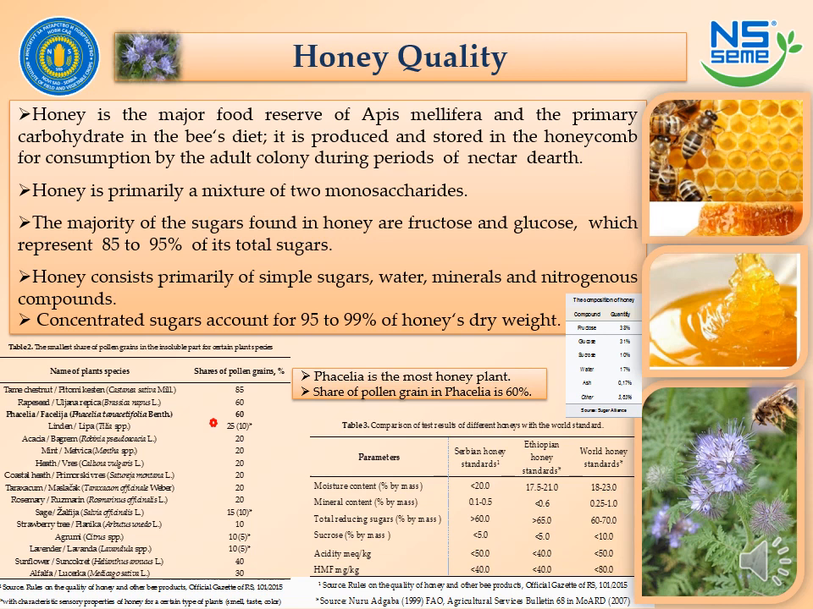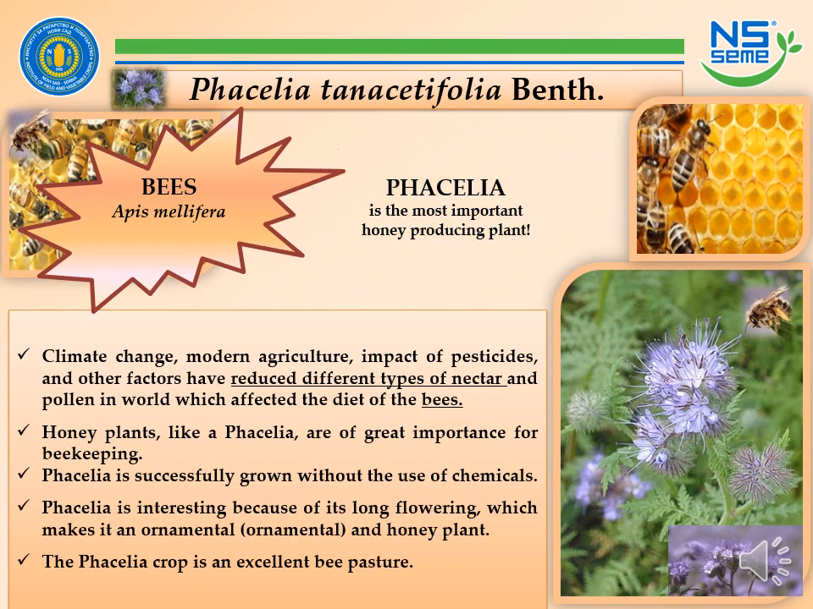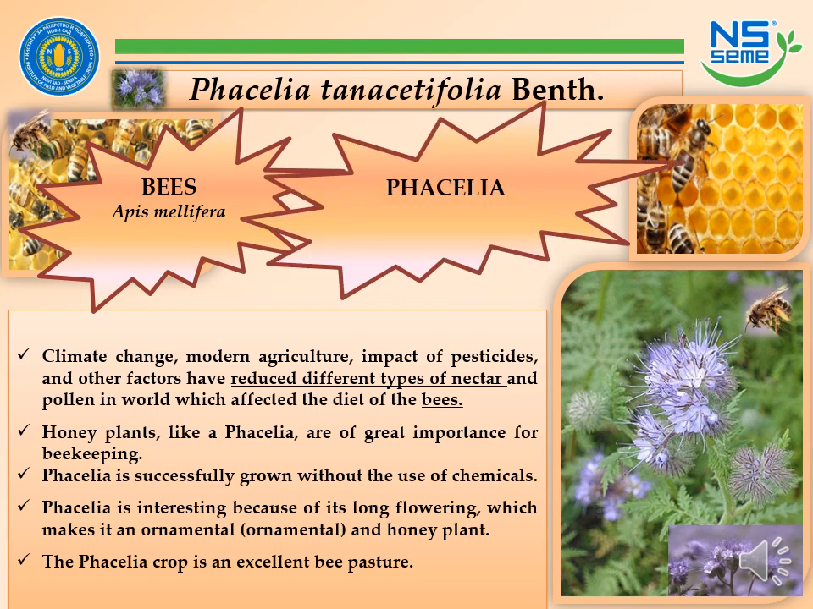Regarding the pollen content, PHACELIA, like rapeseed, has been in second place, with 60% of pollen grains. PHACELIA tanacetifolia is the most important honey-producing plant.